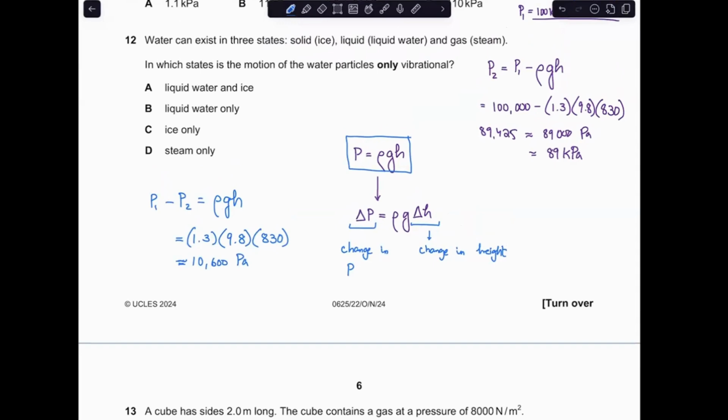Okay, so number 12 is saying that water can exist in three states: solid, liquid, and gas. In which states is the motion of the water particles only vibrational? So which one is it? C. Yeah.